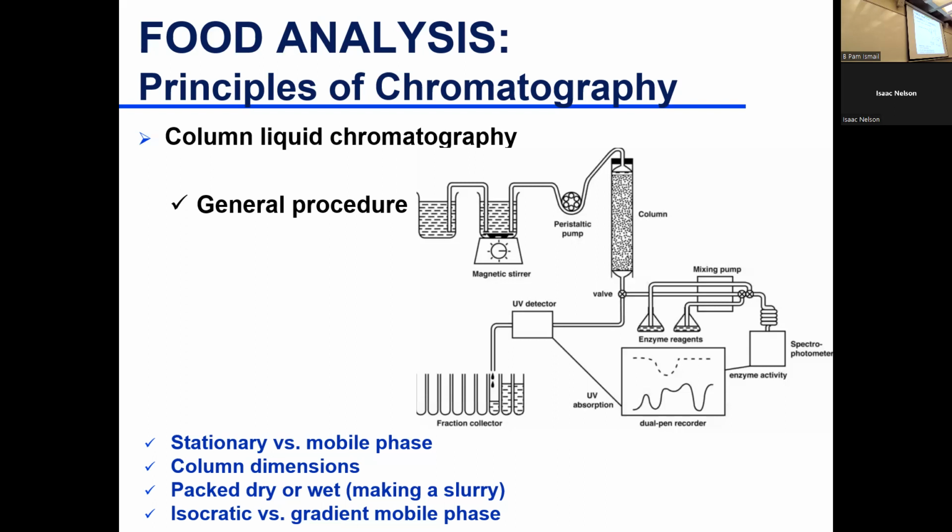I use a very short, very wide column so I can load a lot of sample. I don't care if my peak is not sharp, as long as it's separated from my carbohydrate. So I collect all my proteins, even if they're not very well separated. I care about quantity, not resolution, in this case. So depending on the purpose of my experiment, I would select my column.